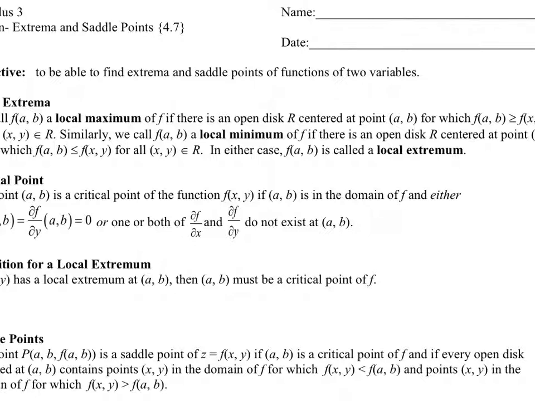And we know from Calc 1 that critical values lead to local extrema. They are starting points for determining whether there is an extreme value. Condition for local extrema: if f(x,y) has a local extremum at (a,b), then (a,b) must be a critical point of f. So that's what I just said. Now saddle points, that's new.